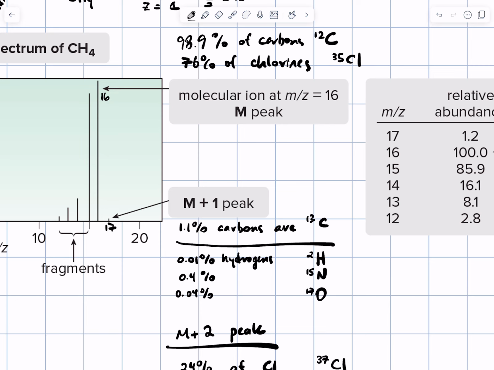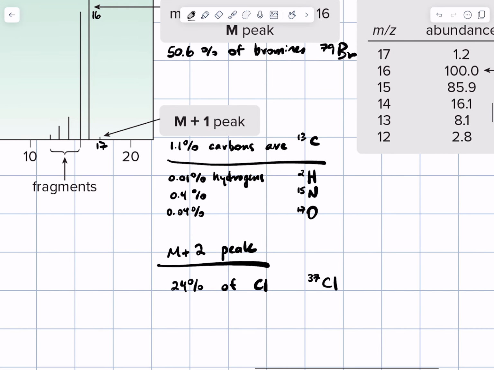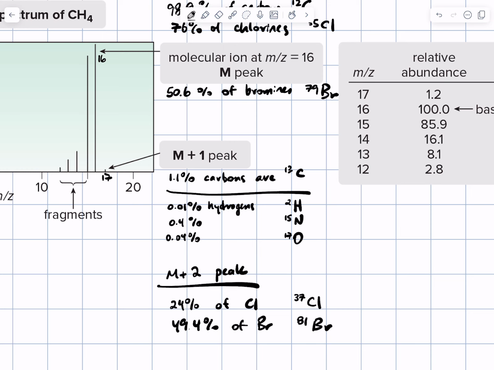Bromine and chlorine are weird because, again, the natural abundance is about half and half for bromine. So about 50.6% of bromines are bromine 79, and the other 49 point whatever percent of bromines are bromine 81. So again, if you had a molecule with bromine in it, you would expect to see about half of your observations in that base peak, the molecular ion peak, with a mass of whatever it is, M, and then the other half at M+2. Yes?